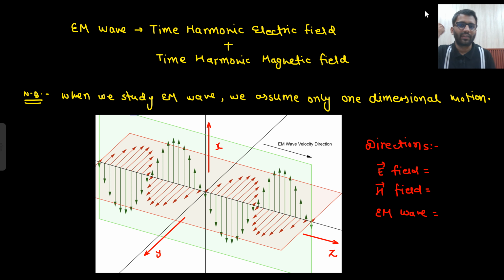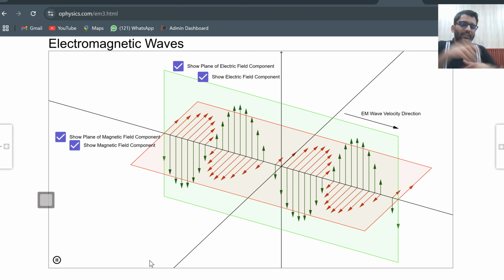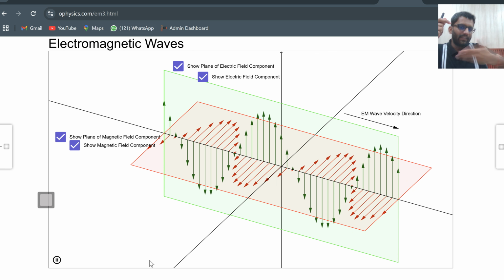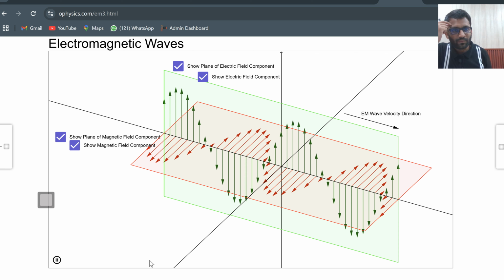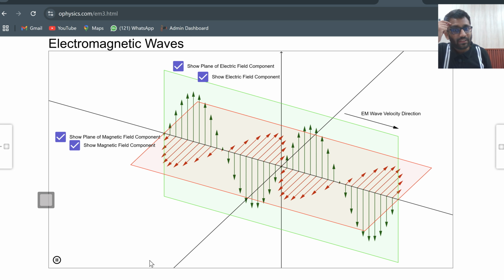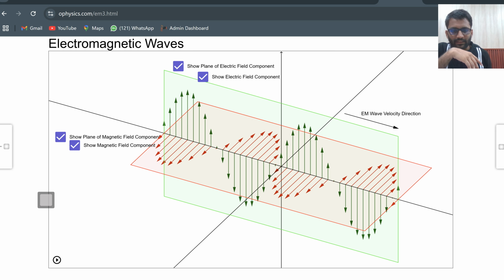Let me show you the simulation as well. This is the same website, ophysics.com, so credit goes to them. You can see now, this is how they are dancing. E is dancing, H is dancing, and they are moving ahead. So this is your electromagnetic wave. Is that clear to you? This is how an electromagnetic wave propagates. Let's get back to our concepts.